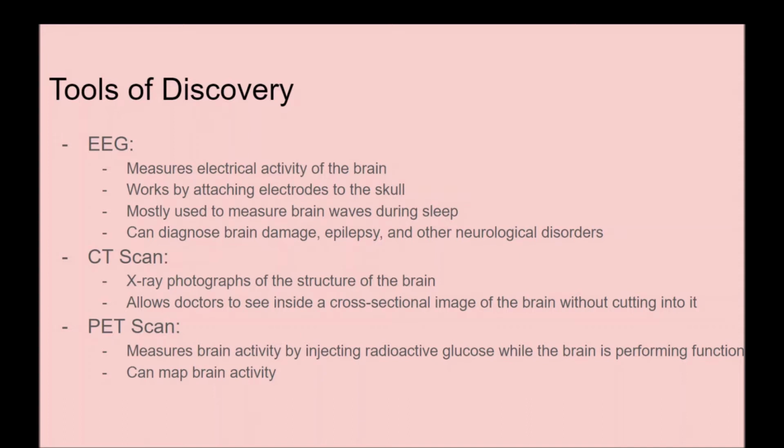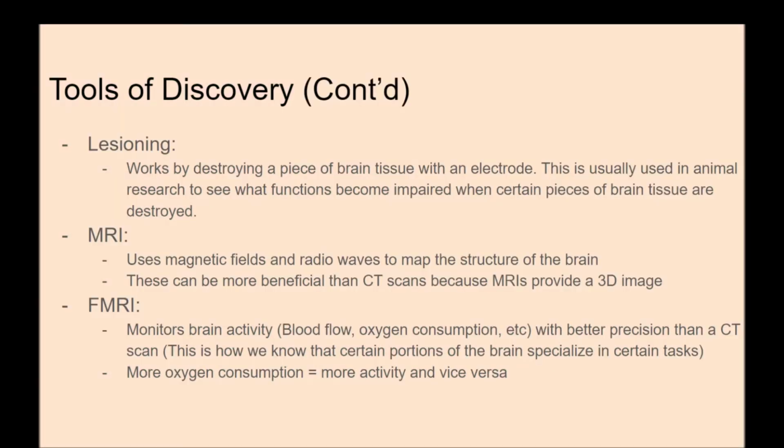Then there's the CT scan, which uses X-ray photographs to take pictures of the structure of the brain, and it allows doctors to see a cross-sectional image of the brain without actually cutting into it. And then there's the PET scan, which measures brain activity by injecting radioactive glucose while the brain is performing a function, and it can map brain activity.